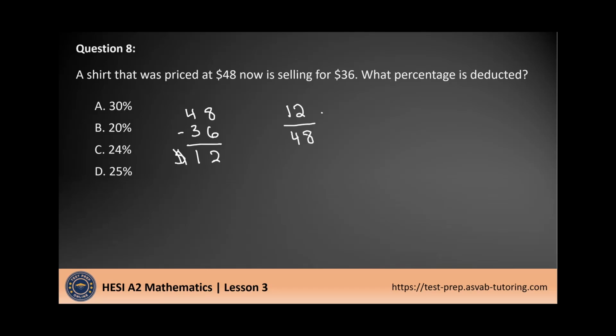Both of these numbers are divisible by 12. 12 divided by 12 equals 1. 48 divided by 12 equals 4. We know that 1 over 4, just like a quarter of a dollar is 25 cents. So that equals 0.25. And if we want to turn that decimal into a percent, we're going to move this guy 2 places to the right, which gives us 25%.